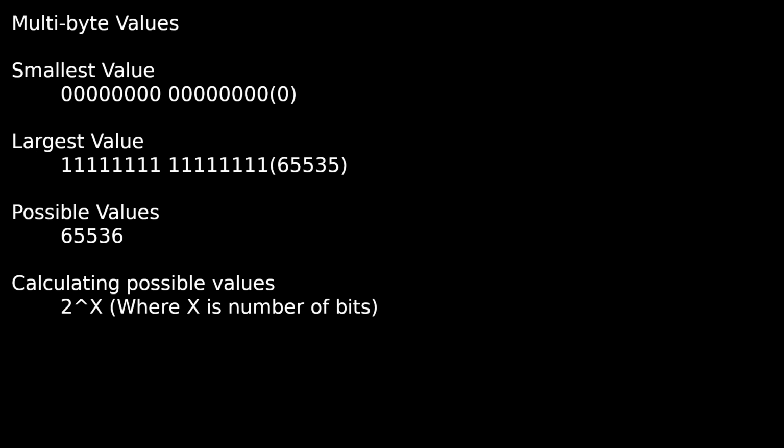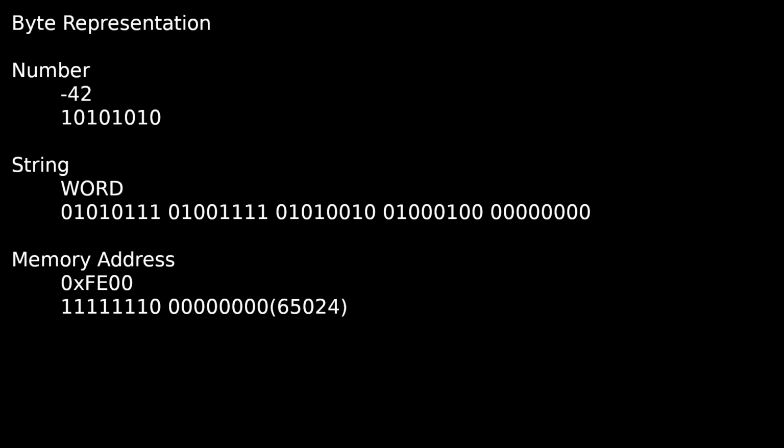A much larger number of values can be obtained by combining 2 bytes instead of 1. In this case, 2 bytes, this is 2 to the power of 16, which equals 65,536. In the software, a single byte or a group of bytes can be used to represent a number, a string of characters, contain a memory address, or possibly many other things.